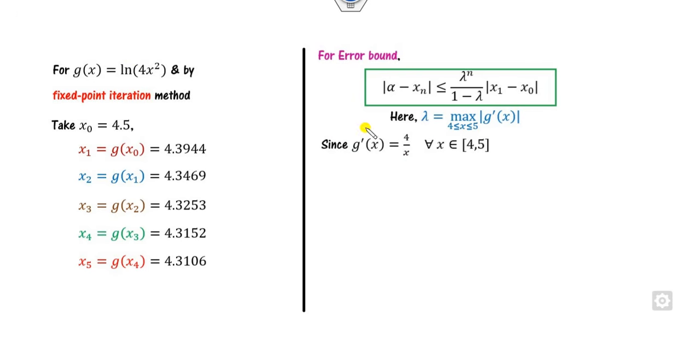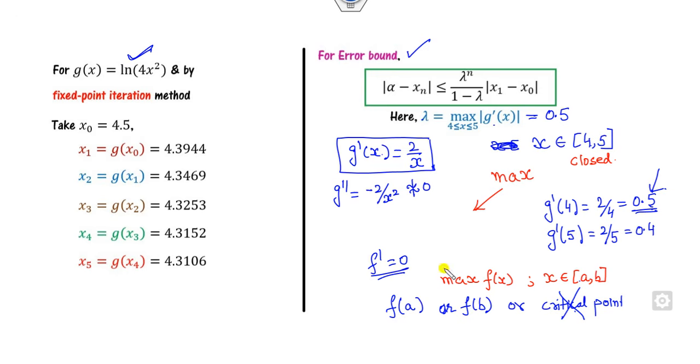So you can write like here. See, g dash is my 4 by x. Sorry, it's 2 by x. g dash is my 2 by x. So g dash is monotonically decreasing. Why? Because if you take the double derivative, it is my minus 2 by x square. So it is less than 0. Otherwise there is no need.